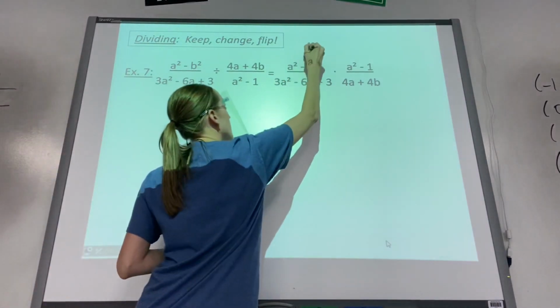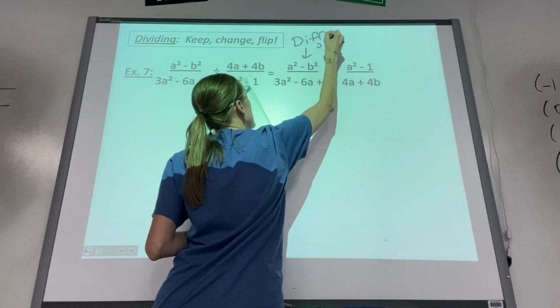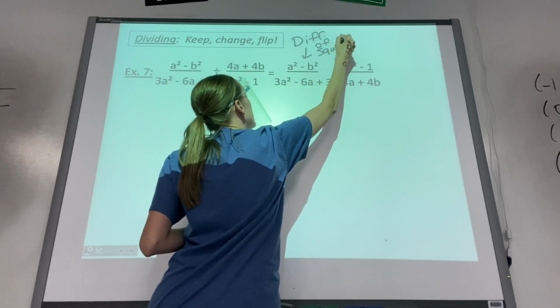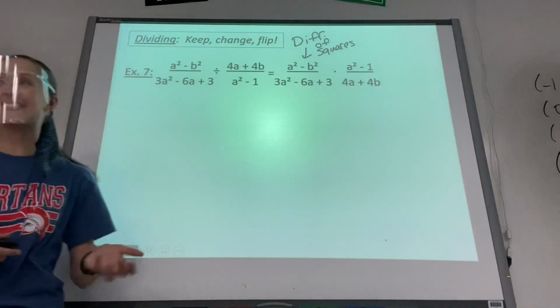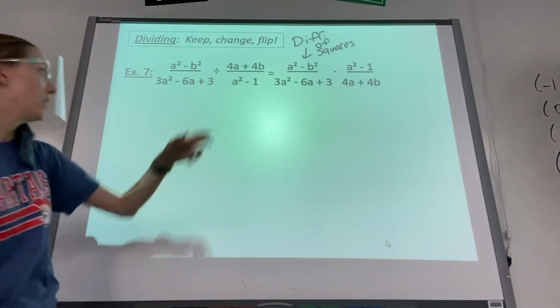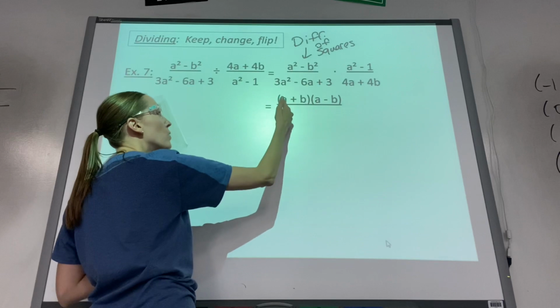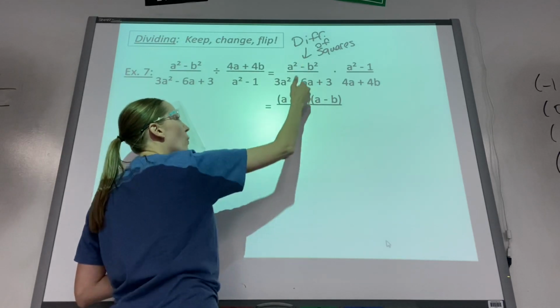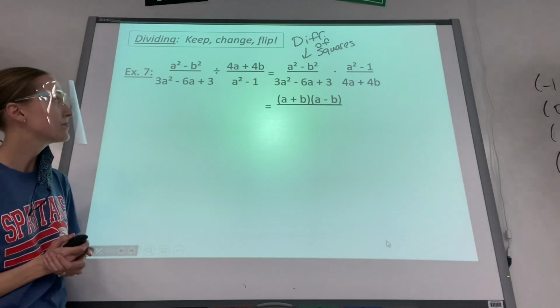Actually, this part on top here is a difference of squares. It seems like it shows up quite a bit. Kind of weird because there's 2 different variables, but what you square to get a squared would be a. What you square to get b squared would be b. And then just make one of them a plus, one of them a minus.